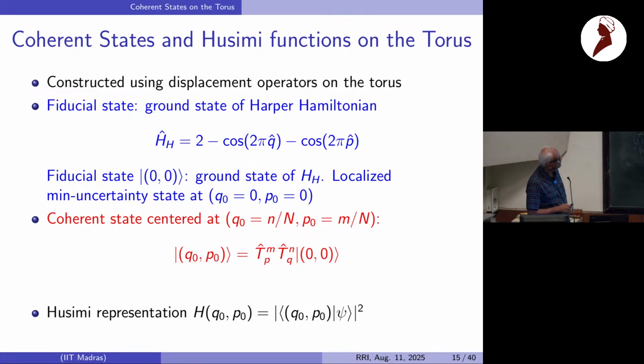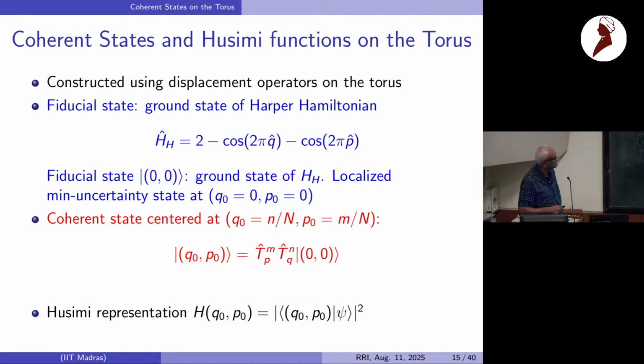Okay. So now we have been saying things about a torus topology for the phase space. Therefore, it'd be good to construct coherent states on the torus. They are constructed using displacement operators on the torus. I've already told you about translation in position and momentum. So if we can find a ground state which is highly localized, like a coherent state for a harmonic oscillator, where the ground state is a coherent state, a minimum uncertainty state, then you can translate that minimum uncertainty state to different positions and momenta, and that will give you the collection of coherent states on the plane.